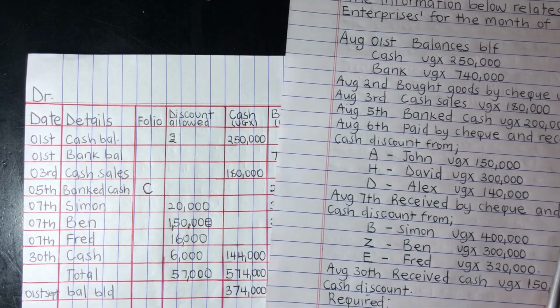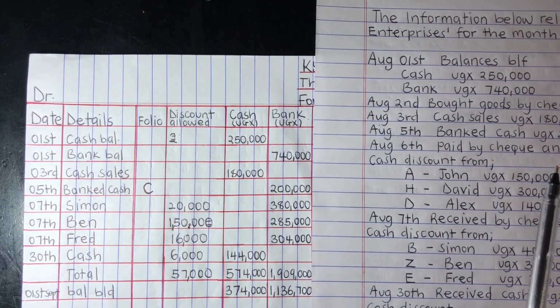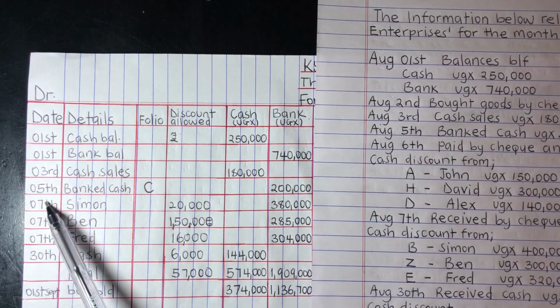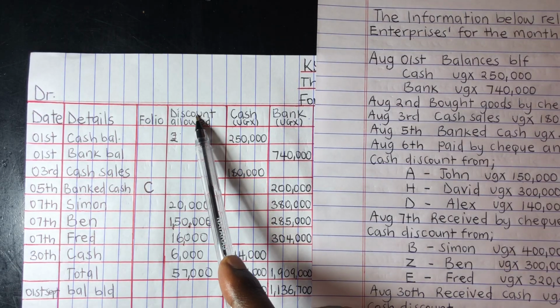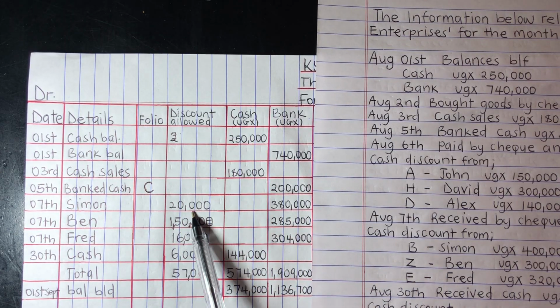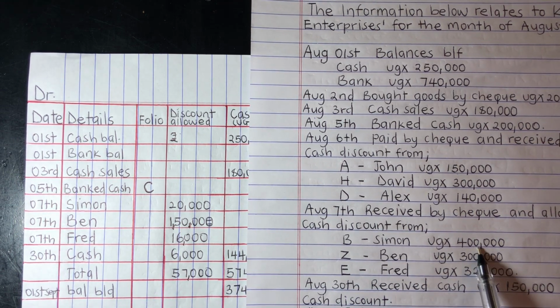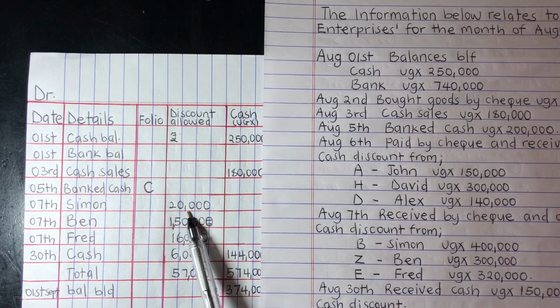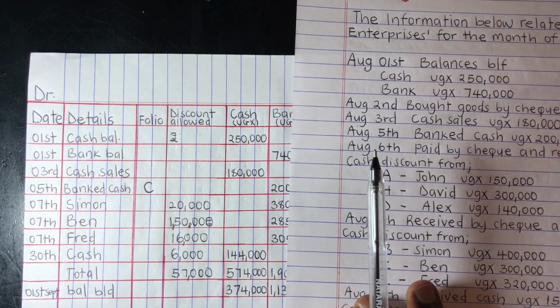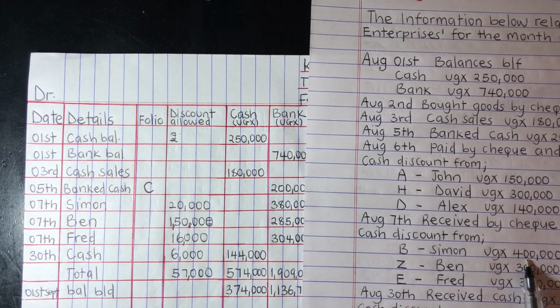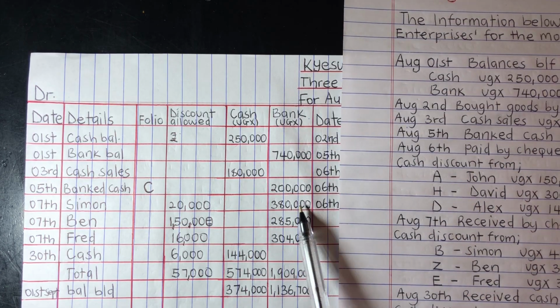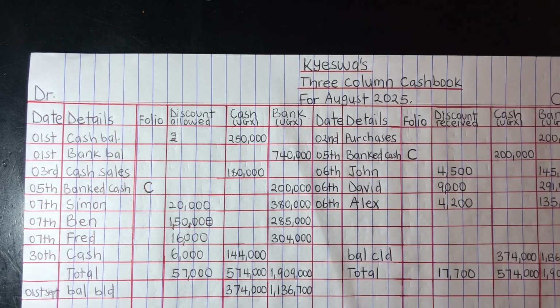So it is done like this. So on 7th, you're seeing it from here. On 7th, Simon was allowed or was given a discount of this. So Joshua Enterprise allowed a discount of 20%. The 20% is coming out from here. It is 5 over 100 times 400. 5 over 100 times 400 is the 20,000. Meaning Joshua Enterprises didn't receive the 400,000. Rather, it received 380,000 because it gave out a discount.